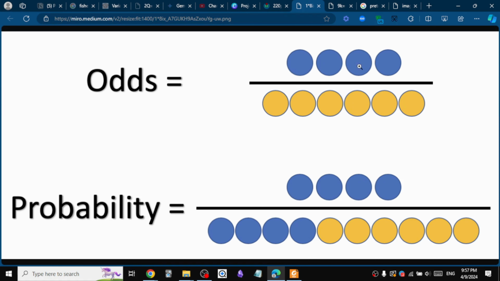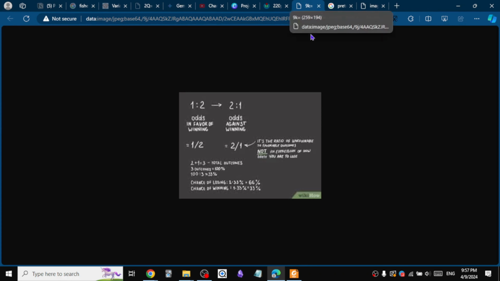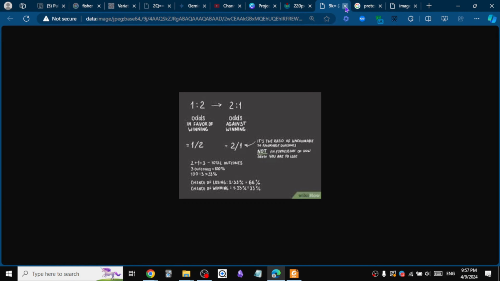Odds is the ratio of blue balls to yellow balls, which is 4/6, which reduces to 2/3. But probability is the ratio of blue balls to the entire thing. So if I gave you a mixed bag of blue balls and yellow balls and asked what's the probability of you getting the blue ball, it would be 4/10, which is 2/5. But what are the odds? What is the ratio of blue balls to yellow balls? Basically, the odds of blue balls is 4/6, which is also 2/3. This is 2/5, this is 2/3. Now you understand that. You can take a look at this and understand better if you want.